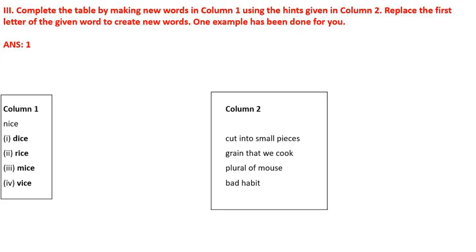Now complete the table by making new words in column 1 using the hints given in column 2. Replace the first letter of the given word to create new words. One example has been done for you. Column 1, nice. Now number 1, dice. Column 2, cut into small pieces. 2, rice. Column 2, grain that we cook. Number 3, mice. Column 2, plural of mouse. Number 4, vice. Column 2, bad habit.